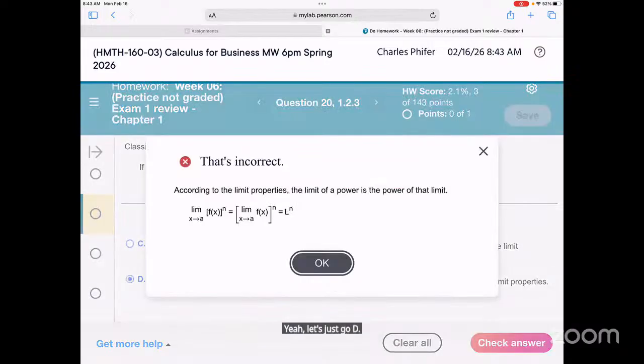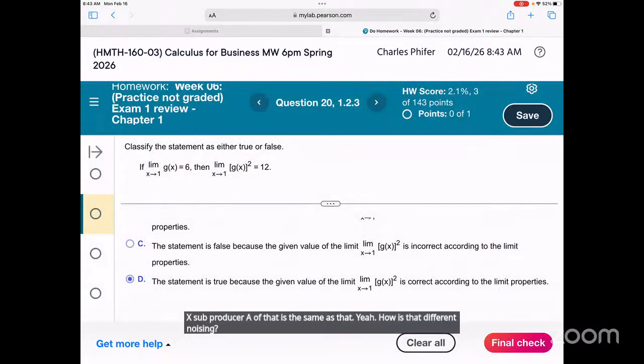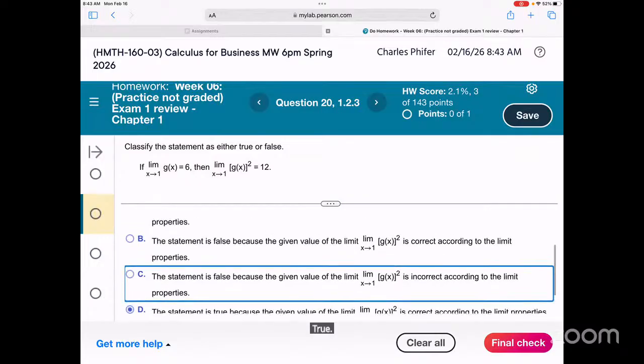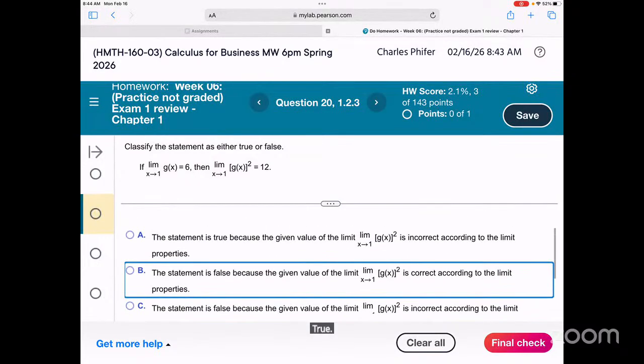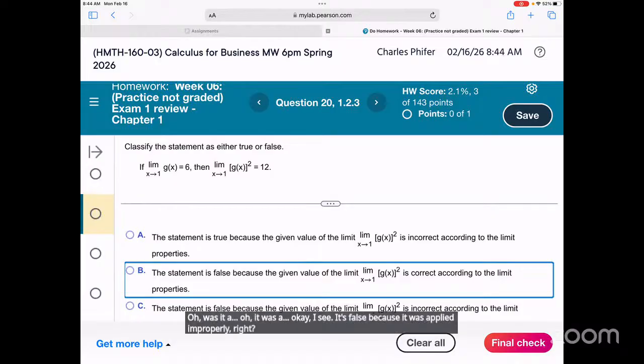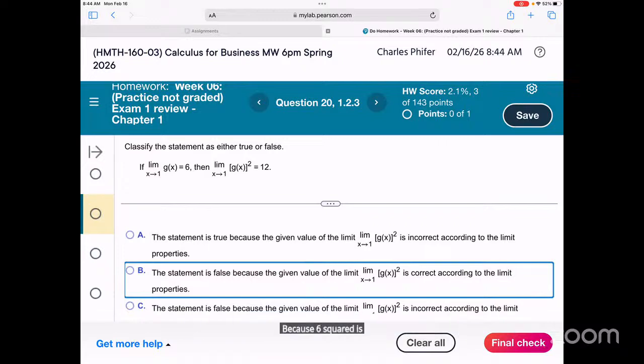I thought that's what we did. Is the limit as x approaches A of that the same as that? How is it different? It's true. Oh, it was okay. I see. It's false because it was applied improperly, right? Because 6 squared is not 12. 6 squared should be 36. Okay, I see.